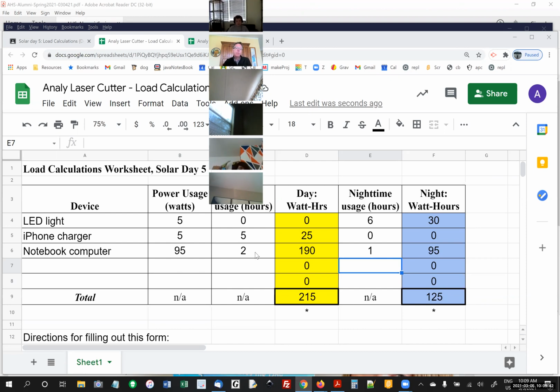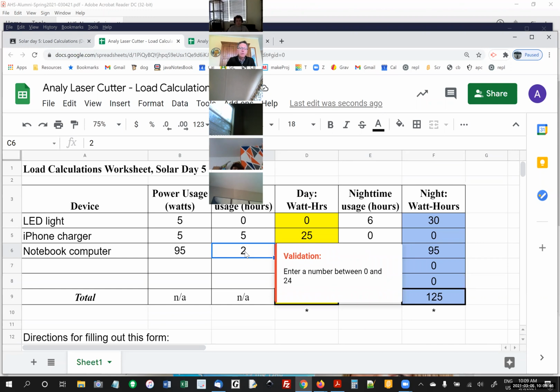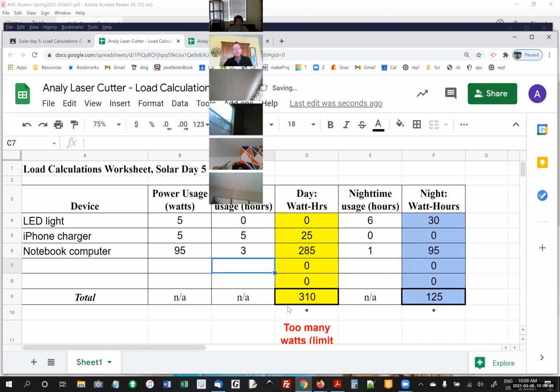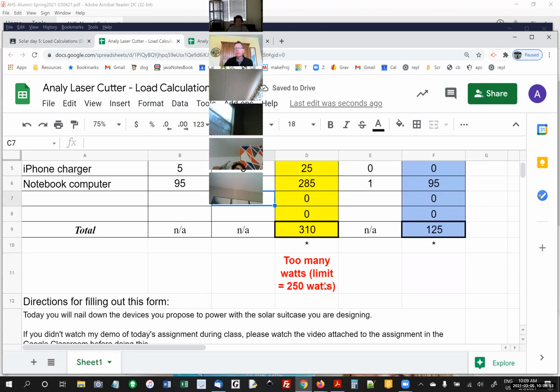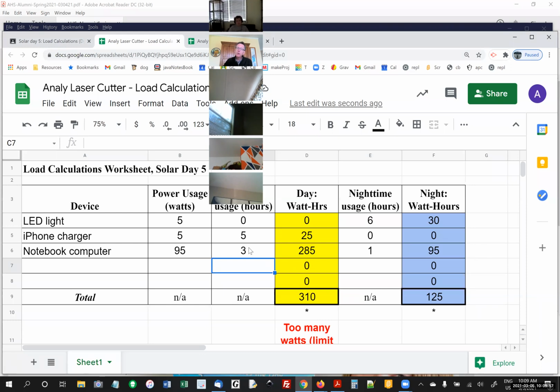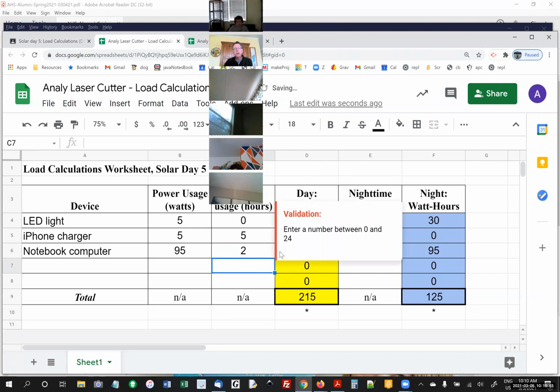I do want to mention, watch this. If I put the notebook computer to 3 hours, I have a problem. This alert shows up in red. It says too many watts. The limit is 250 watts. So I need you to make sure your sheet is not over the limit before you turn it in. So I'm going to go back to 2 here.